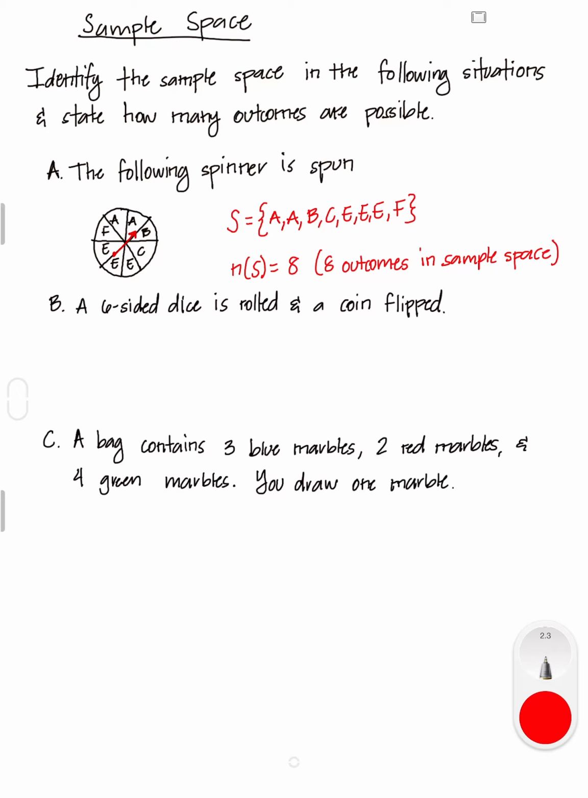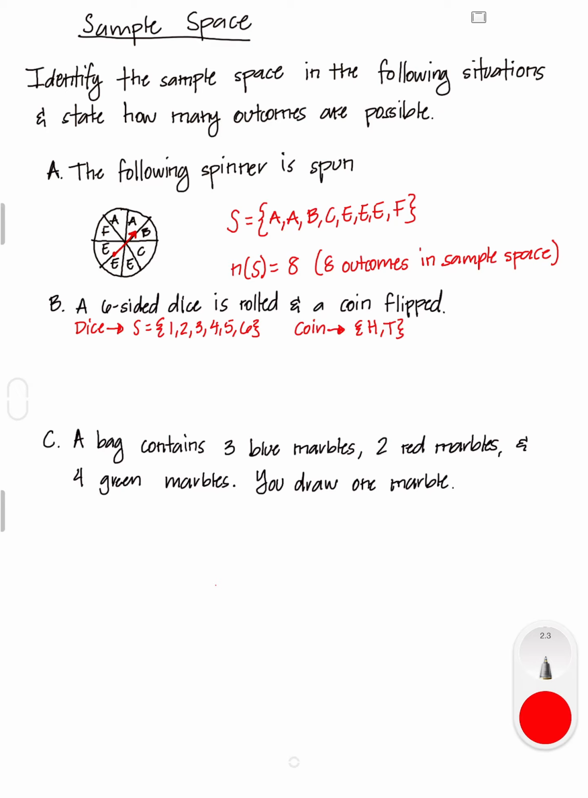Now we also have on exercise B, it says a 6-sided dice is rolled and a coin flipped. So we have a 6-sided dice that we're rolling, and then we have a coin that is flipped. The first thing I'm going to do is write the outcomes separately for each one. So for the dice, we have the numbers 1, 2, 3, 4, 5, and 6. And then for the coin, we only have heads or tails, right? Only 2 outcomes that are possible to get from the coin.